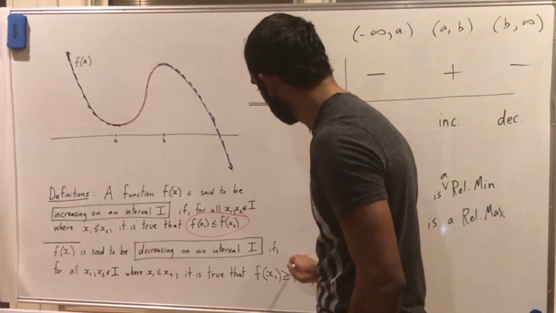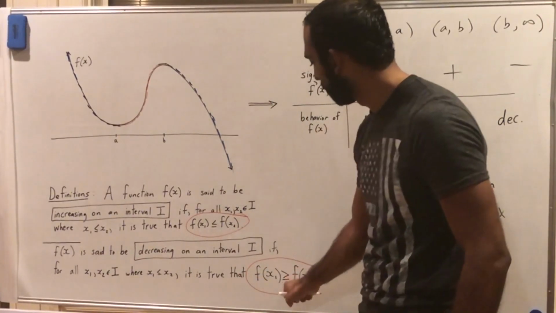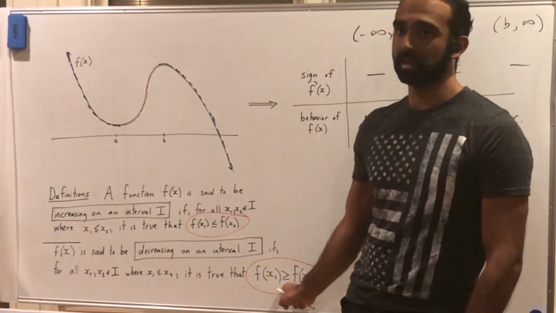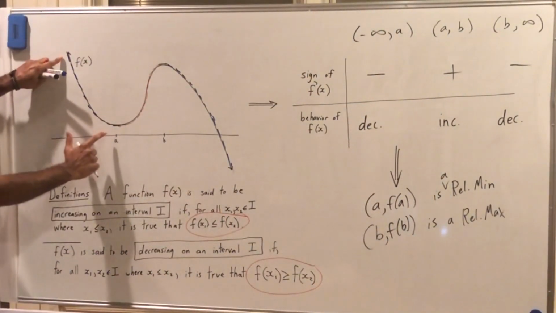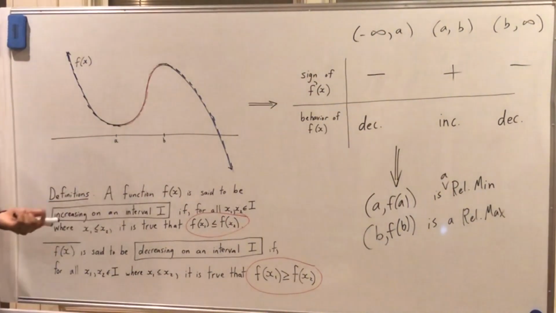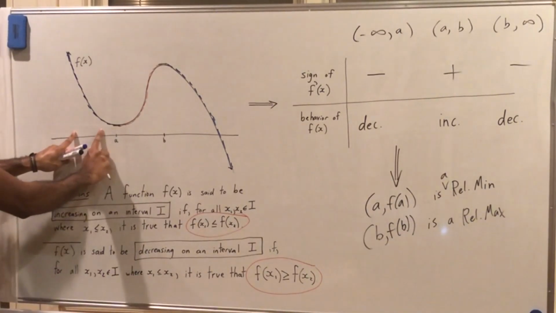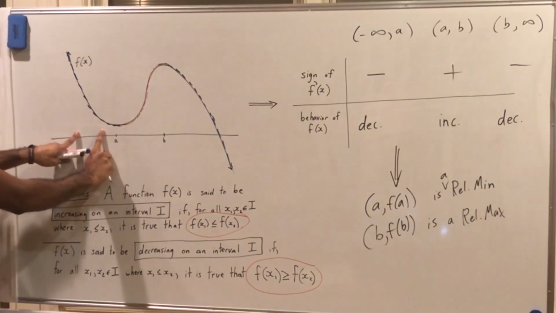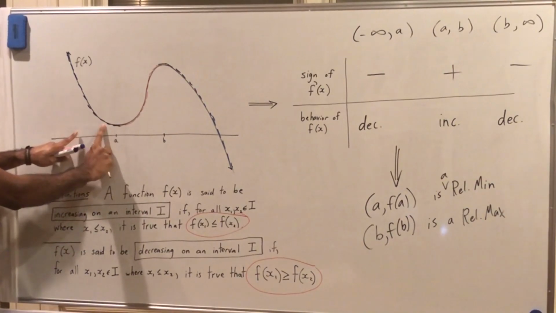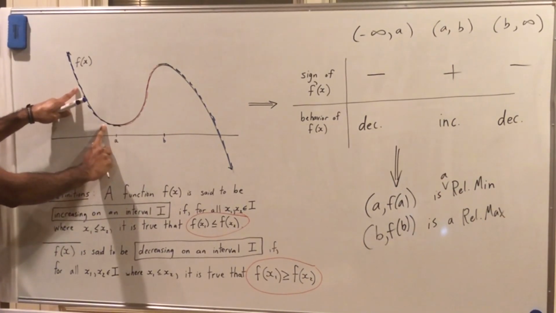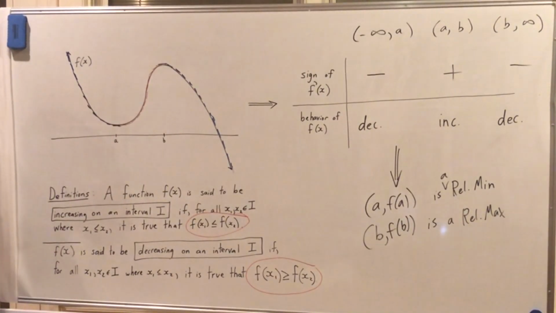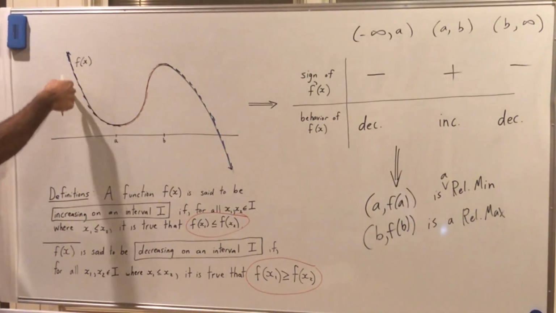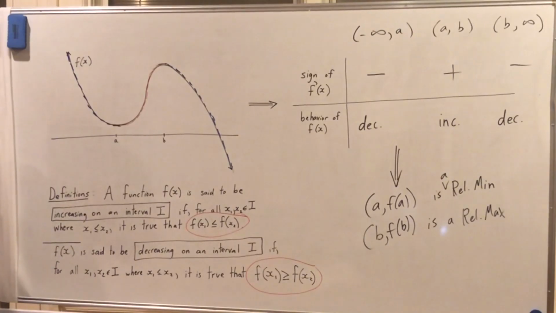But all you do there is keep everything the same in the definition, but swap the direction of the inequality. So, for example, from negative infinity to positive a, pick any 2 x coordinates, let's say this one x2, this one x1. If f of x2 is less than f of x1, for any possible pair of x coordinates you pick, that function is always decreasing on that interval, which in fact it is.